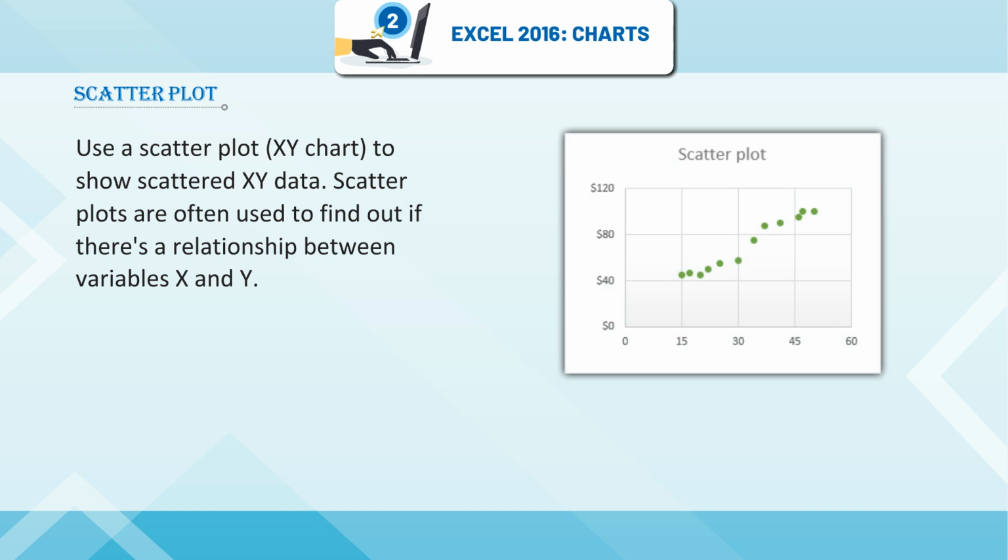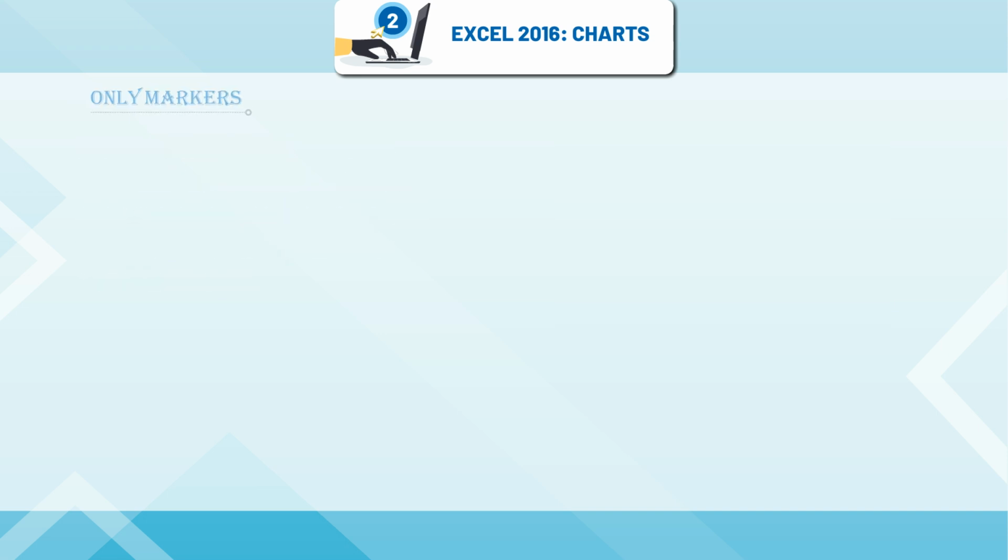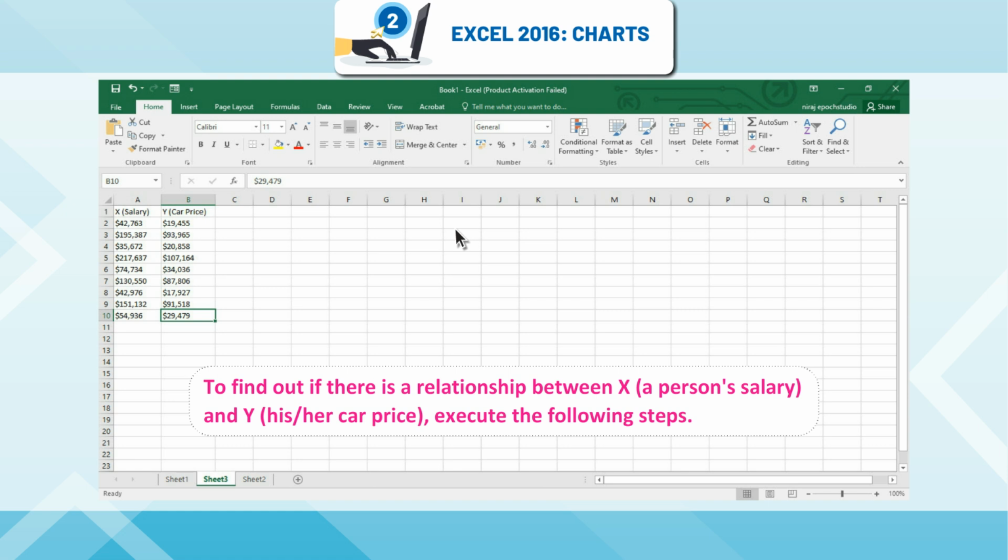Scatter plot. Use a scatter plot XY chart to show scattered XY data. Scatter plots are often used to find out if there's a relationship between variables X and Y. Only markers. To find out if there is a relationship between X, a person's salary, and Y, his or her car price, execute the following steps.